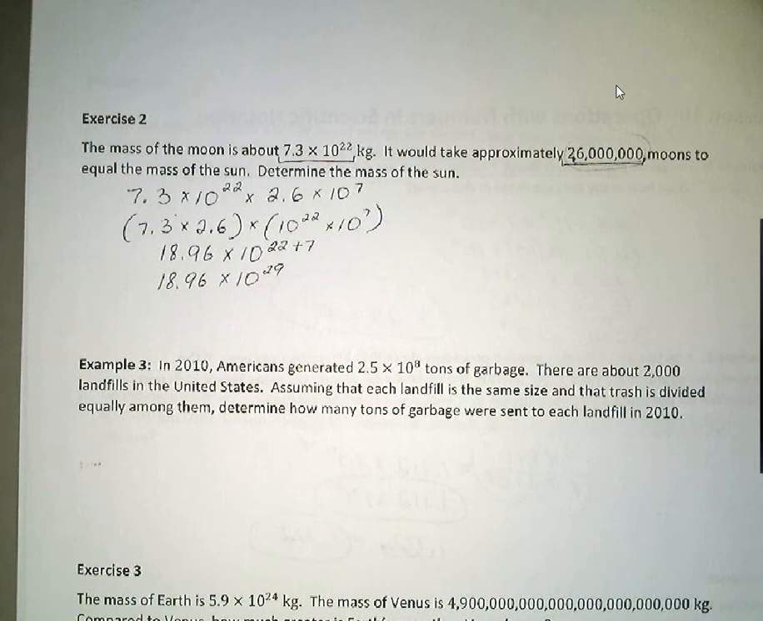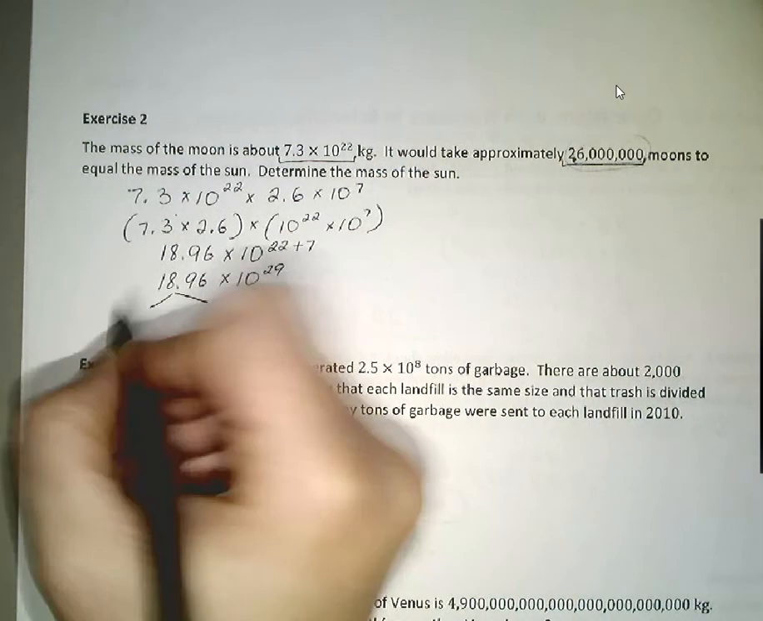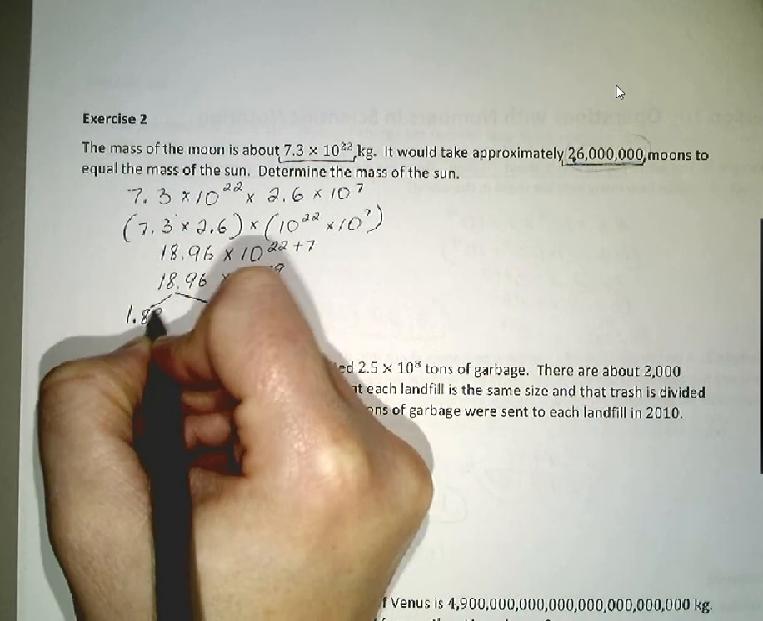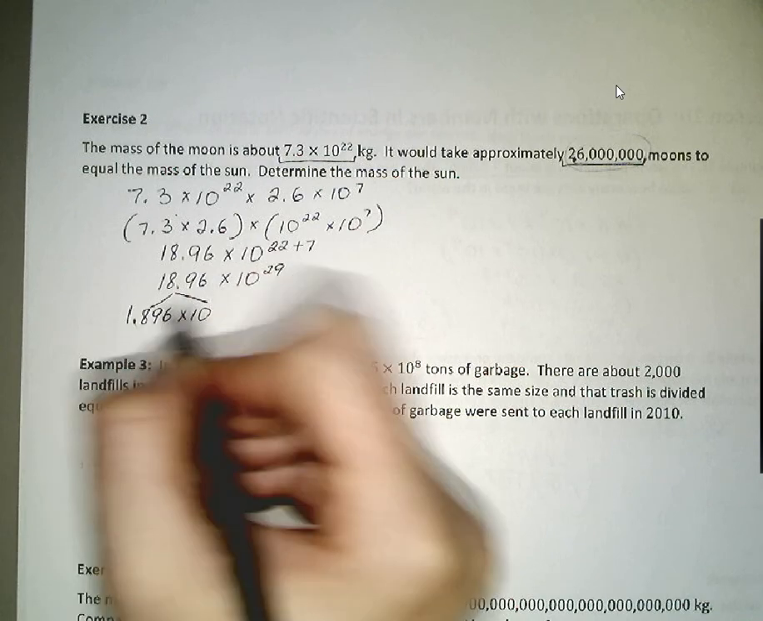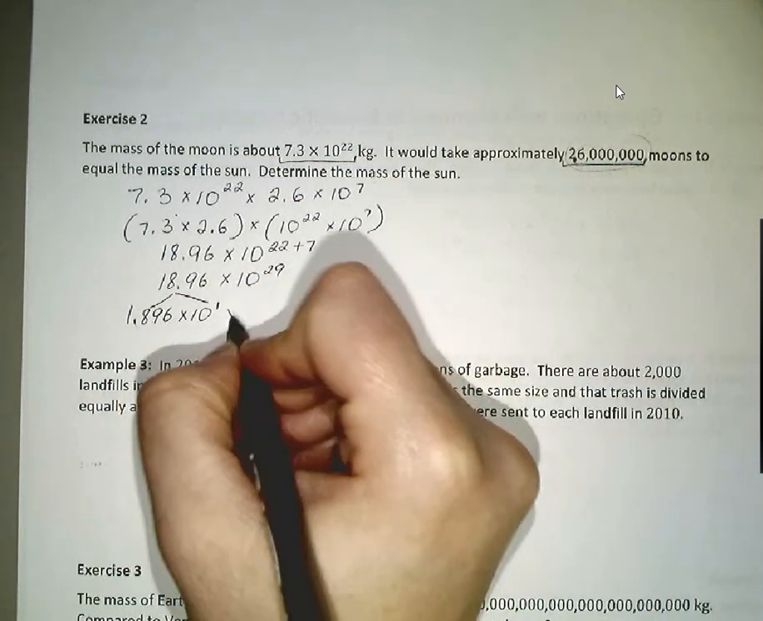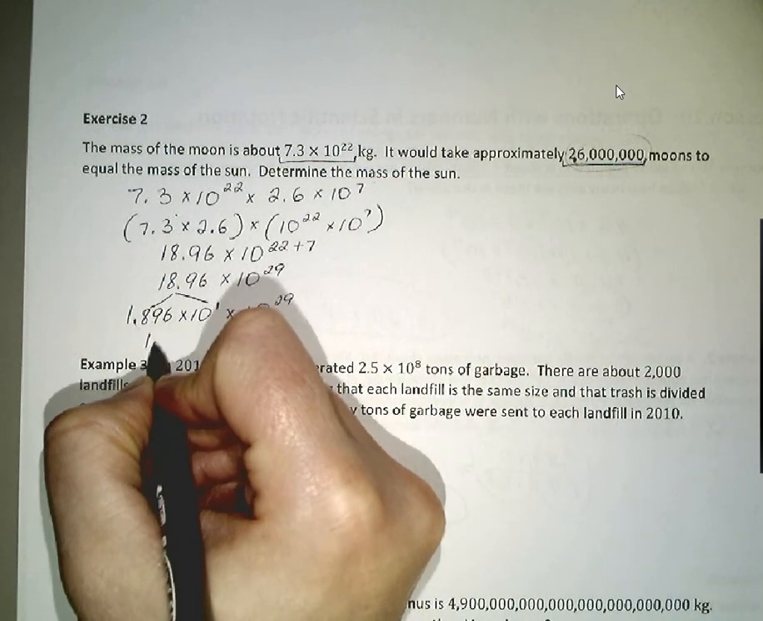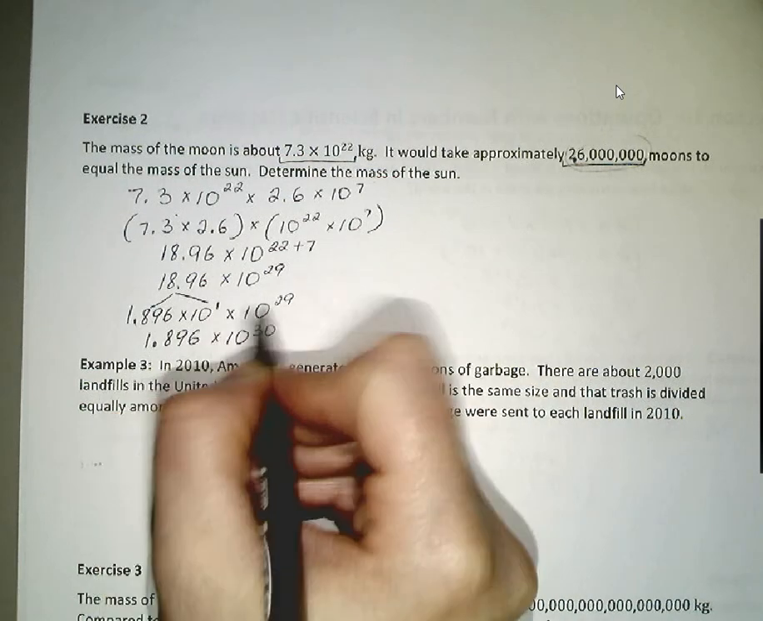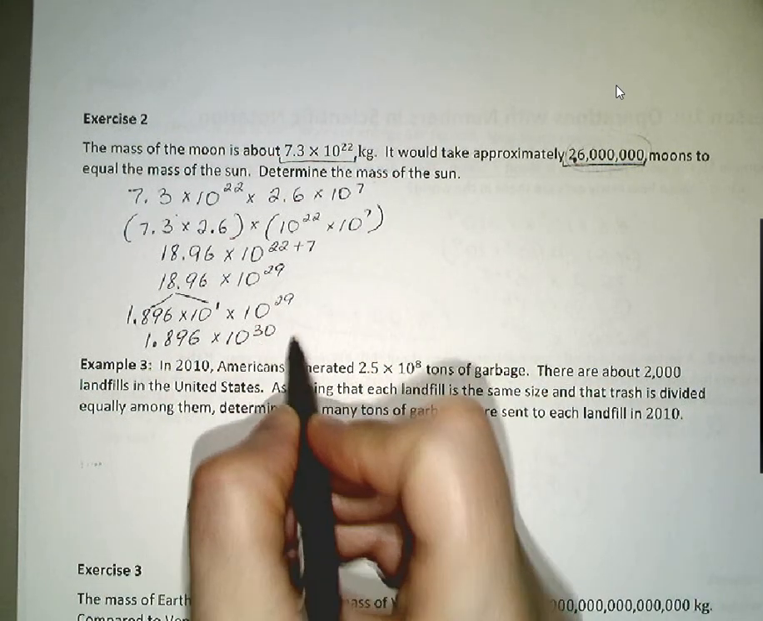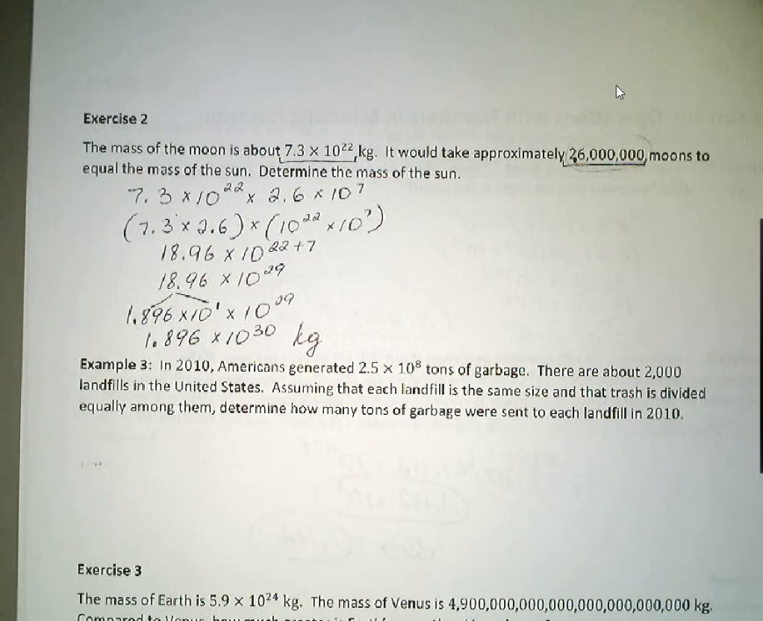Is this number written in scientific notation? No. I'm changing 18.98 into scientific notation: 1.898 times 10. I need to move my decimal to the left, so it will be the first power, and then times 10 to the 29th. My answer now is going to be 1.898 times 10 to the 30th, because I have to combine the exponents here. That is the mass of the sun. It's in kilograms. Pretty big number. Okay. All right.